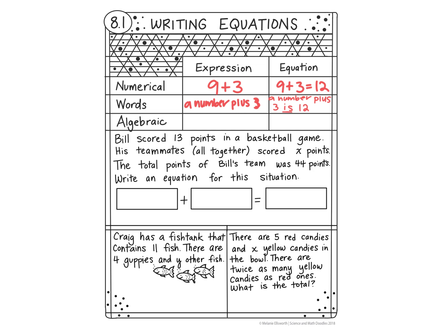So when you see something like this and it says a number plus 3 is 12, we don't usually say a number plus 3 equals 12. We say it in sentence form. A number plus 3 is 12. So is means equals. That's an example of an equation in word form.